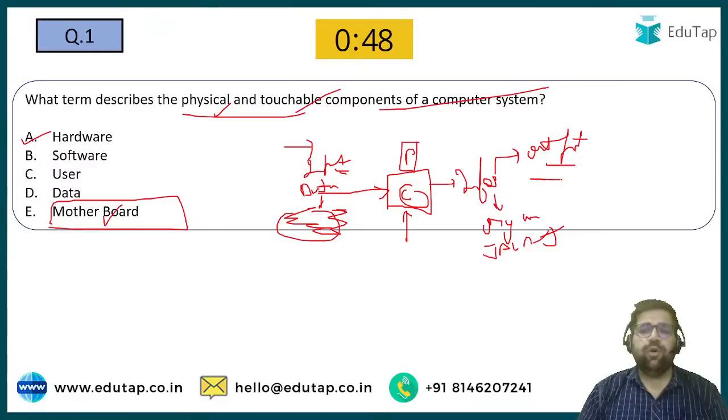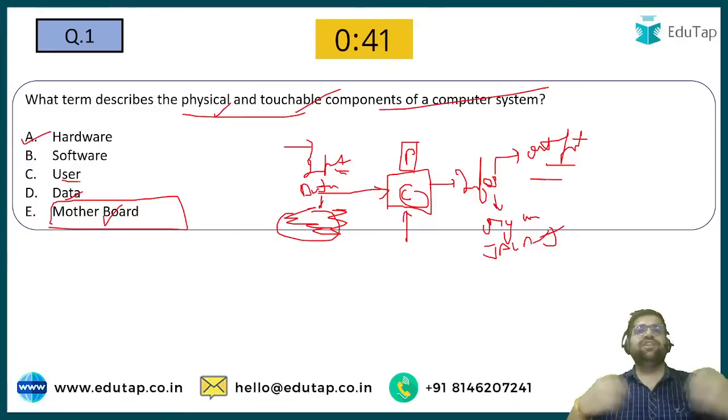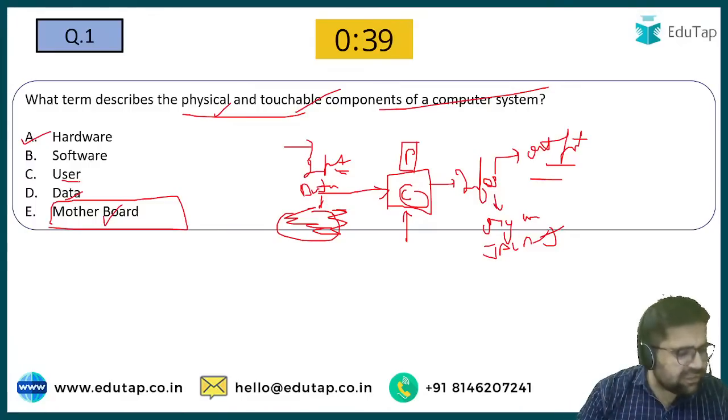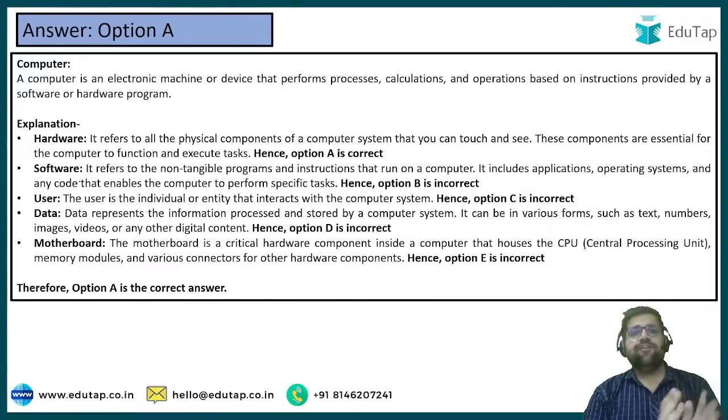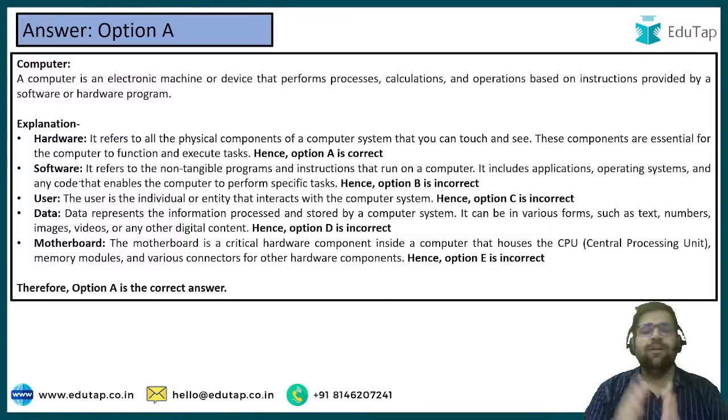Many people don't know about data and information, so I'm covering this. Data I have covered. User is nothing, the user is the person who is just using the computer. So this is the holistic coverage of question number one. Now there are different kinds of hardware and software. More questions I will bring in this class itself, but we will bring them up as the session progresses.